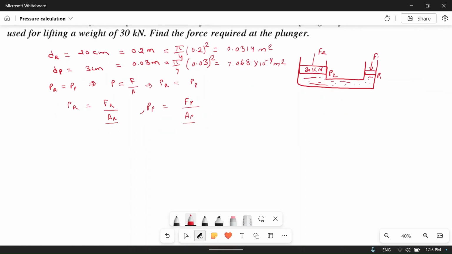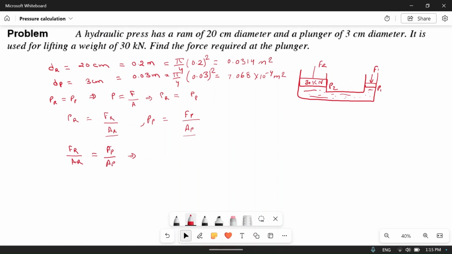Now these two are equal, so we can write force at the ram upon area of the ram is equal to force at the plunger upon area of the plunger. We have to lift a weight of 30 kilonewton, which is at the ram. So F ram will be 30 kilonewton. 1 kilonewton is equal to 1000 newton. So it will be 30 into 1000 newton divided by the area of the ram, which we have already calculated as 0.0314, is equal to the force at the plunger, which we have to calculate, divided by the area of the plunger, 7.068 into 10 to the power minus 4.